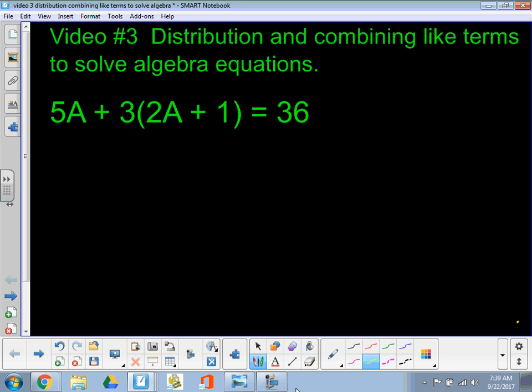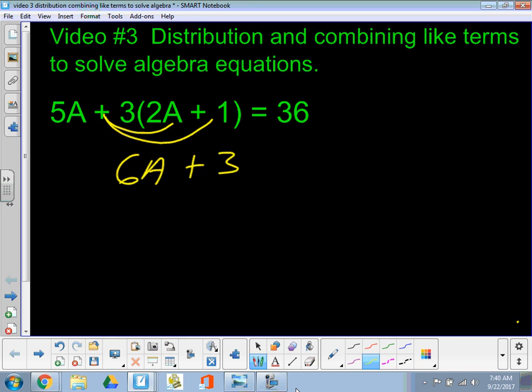First thing we need to do is take that positive 3 and multiply it times the 2a and times the positive 1. Since there's no sign between the 3 and the parenthesis, we're going to distribute, or multiply, that positive 3 times each one of those terms. 3 times 2a is 6a. 3 times 1 is plus 3.